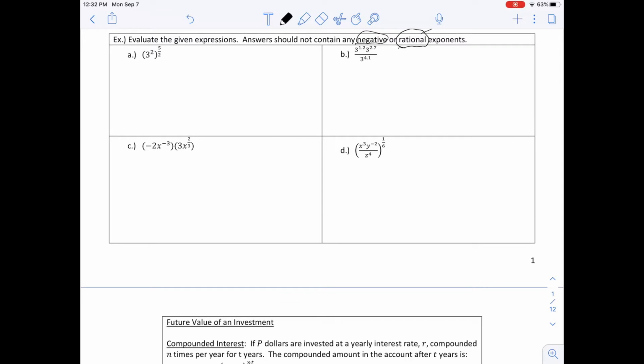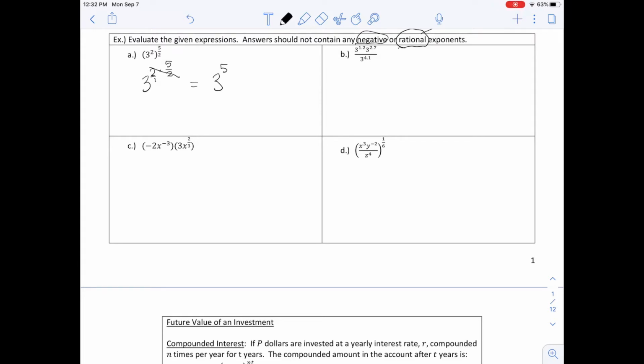Part A says 3 to the second, all to the 5 over 2. Since those exponents are right next to each other, and looking at our rules right above, this means that we are going to multiply our exponents together. And if you want, you can put a 1 underneath your 2, and you can realize you can cross-cancel those 2's. And now you're just left over with 3 to the 5th.